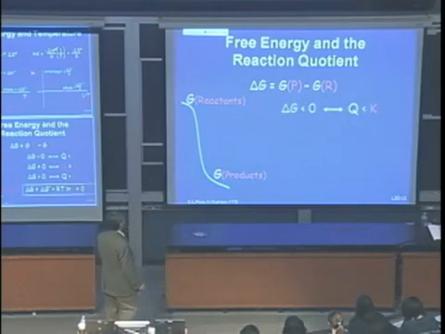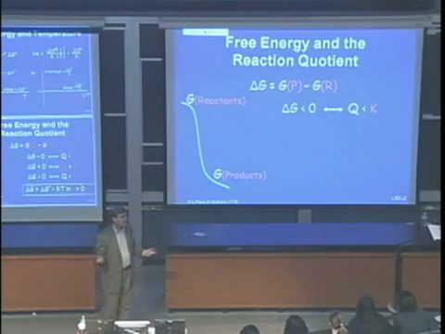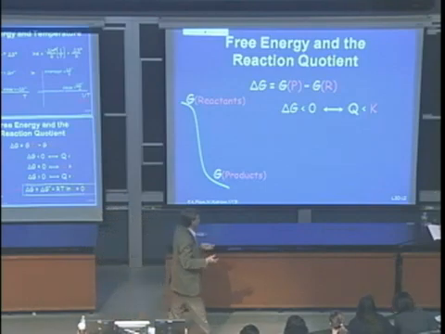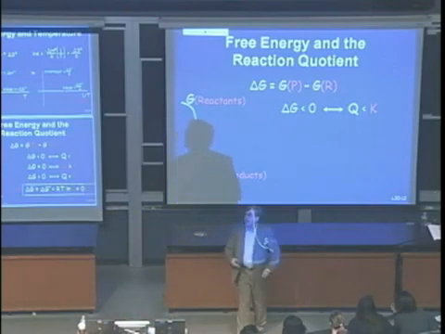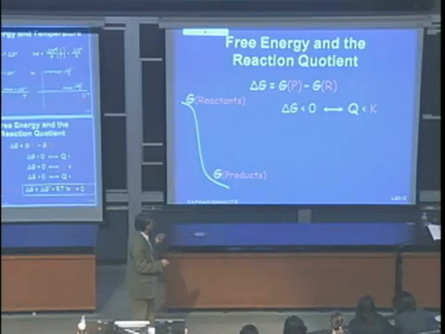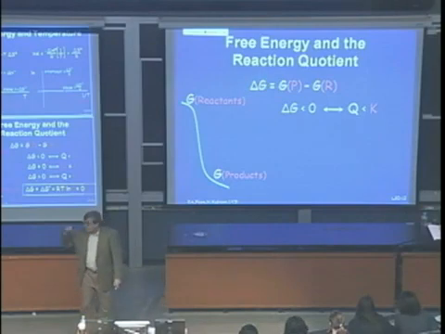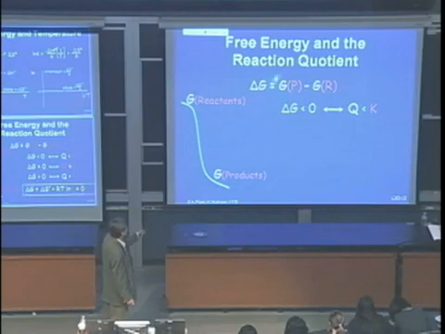And then I look at it again, and I would measure the concentrations at 5 seconds. And I get a different reaction quotient. And then at 7 seconds, I get a different one. I have different free energies of the products and different free energies of the reactants. So the delta G of the reaction at the real condition I'm in is changing because this free energy and this free energy change.